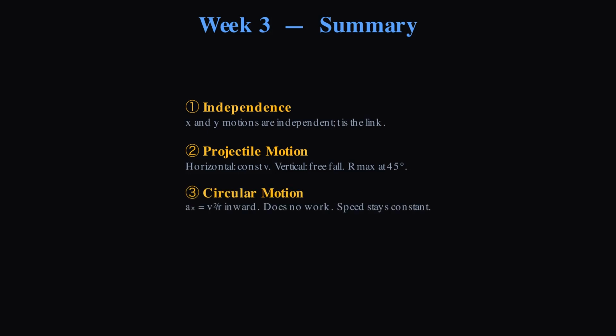For circular motion, constant speed does not mean zero acceleration. Centripetal acceleration equals v squared over r, always pointing toward the center. It changes direction, but not speed. For relative motion, velocities between reference frames add as vectors. The observed velocity of an object depends on the reference frame of the observer.